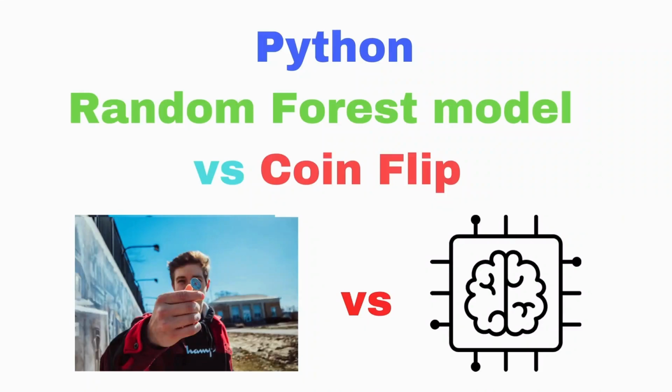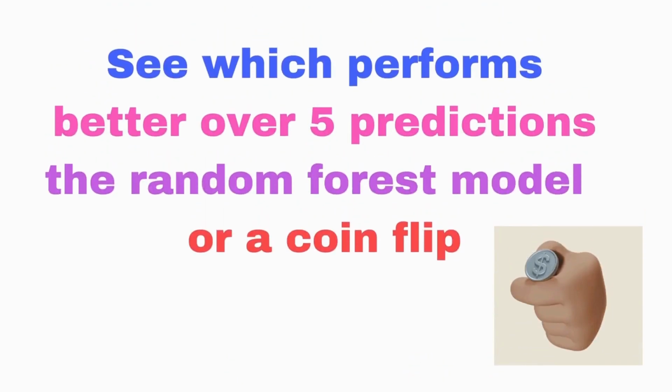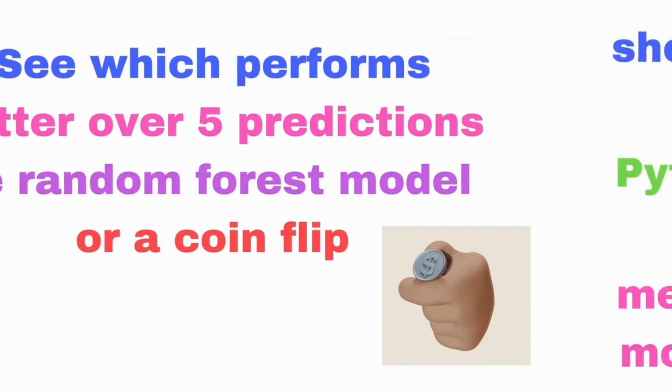I thought it'd be interesting to train a random forest classification model and see how it performs compared to a coin flip in making predictions. I'll be using the Python programming language. I'll build a random forest classifier model to predict fitness class attendance. For example, when a customer books a fitness class, do they actually show up to the class? I'll show you which performs better over 5 predictions, either the random forest model or the coin flip.